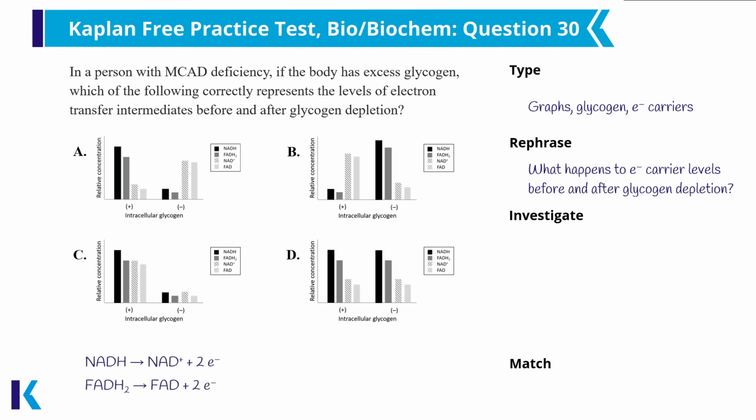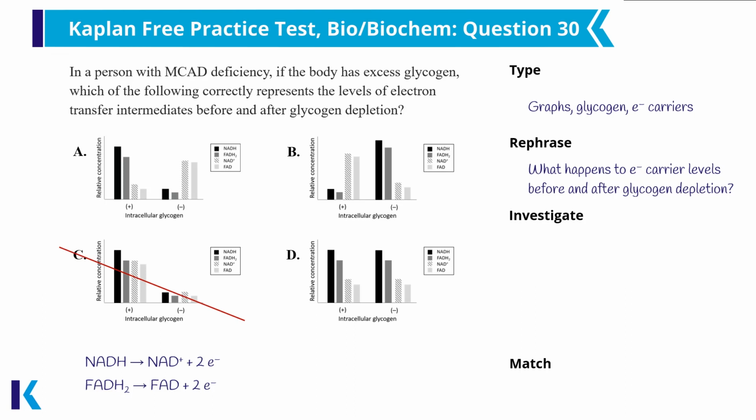I know from my studies that when NADH, the reduced form, donates its electrons, it forms NAD+, which is the oxidized form. And when FADH2 donates its electrons, it forms FAD. In other words, it will be either the oxidized or the reduced form that's high. Both cannot be high at the same time. Answer choice C has both the oxidized and reduced forms of the electron carriers high in the presence of glycogen, and both the oxidized and reduced forms low without glycogen. Even without considering the effect of glycogen, that's enough to eliminate answer choice C.